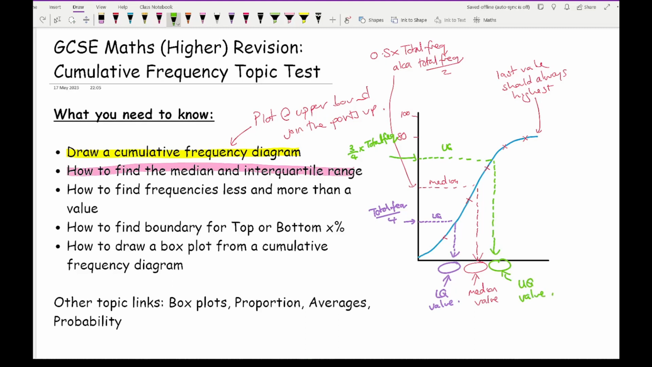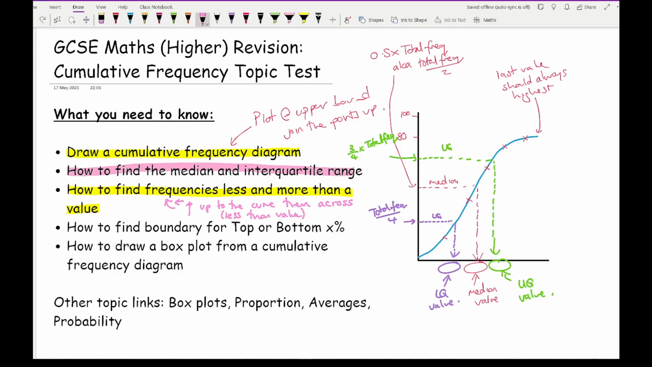Now the next thing you also need to be able to do is know how to find the frequencies of less than or more than. So typically part B or part C of a question might ask you how many were, let's say, less than 140 or 160. So what you need to do is go up to the curve and then go across. And remember that the value here is the less than value, and that gives you the less than value.